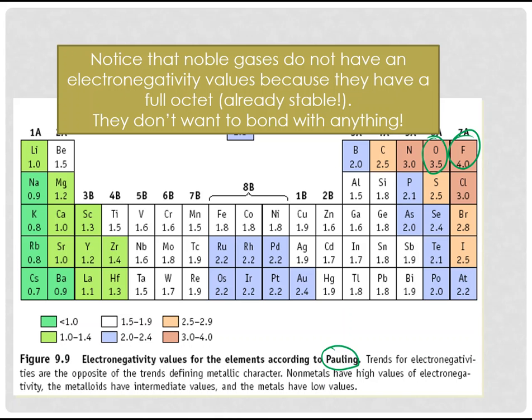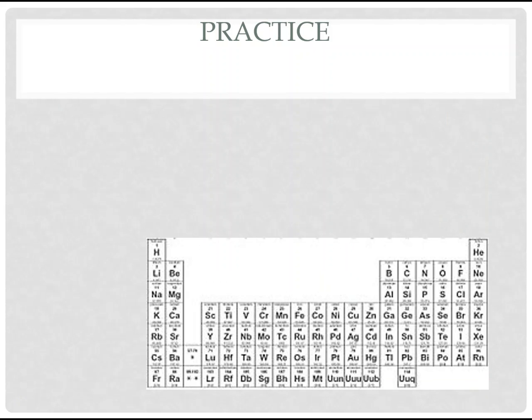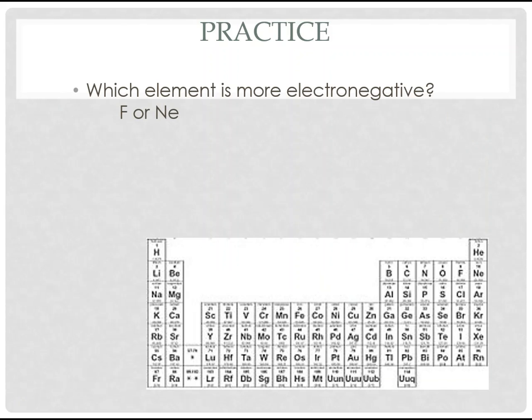So let's take a look here and see what we get for our practice. Which element is more electronegative, following our trends? Fluorine and neon. Which one's more electronegative? Yeah, it would be fluorine. This is the trick question, because we just said noble gases don't have electronegativity values. So this is the trickiest one of the periodic trends. And then the other one is that there's no shielding effect, it stays the same across a period. So those are the two tricky ones.